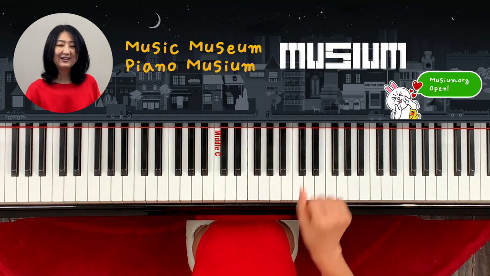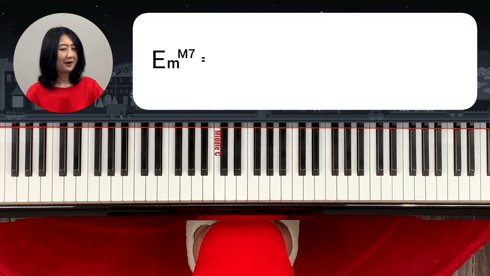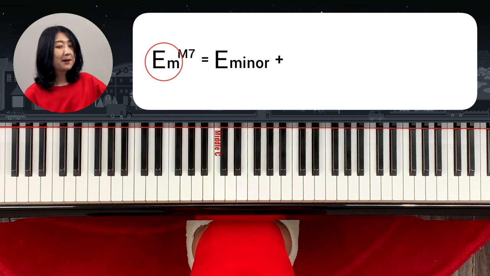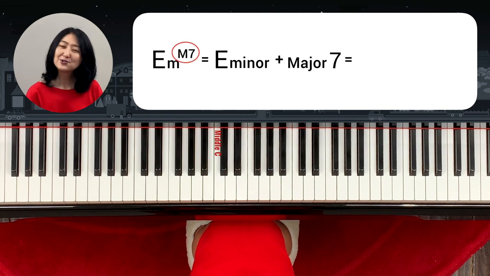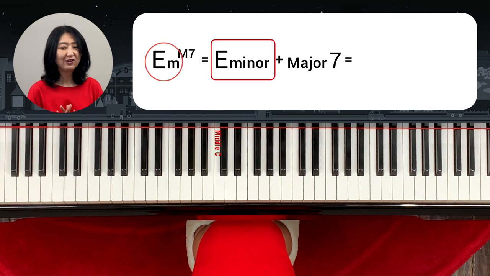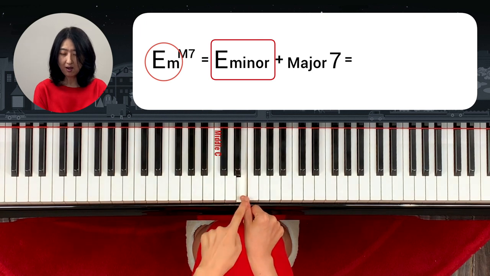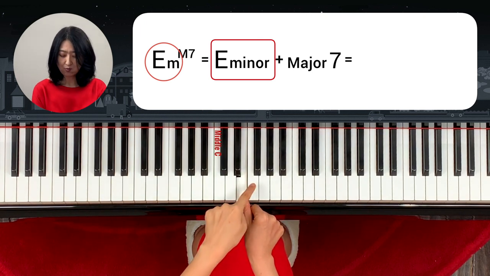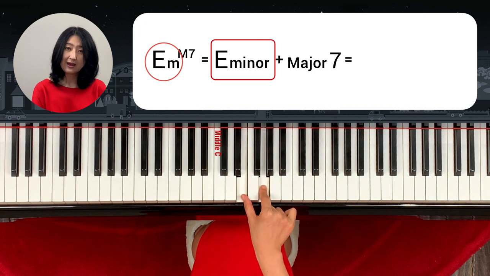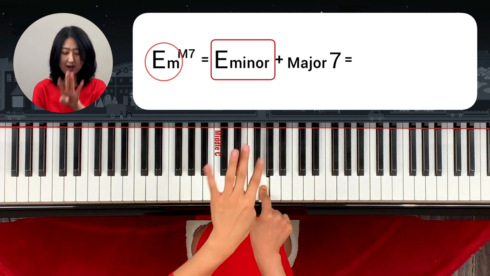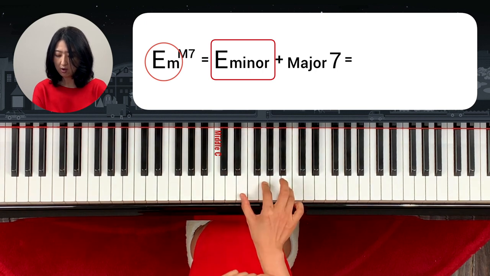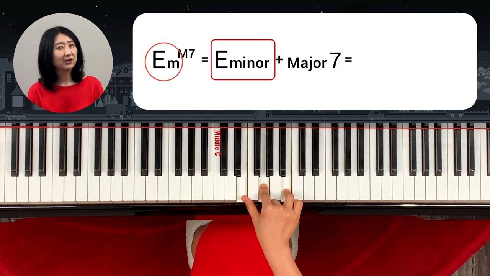Got it? Then what about this one? Em7. What does it mean? E minor chord plus major 7th. So we first have to find the E minor chord. Starting from the E, you go up 3 half steps: 1, 2, 3. And from the middle note to the top will be four half steps: 1, 2, 3, 4. This is the E minor chord.